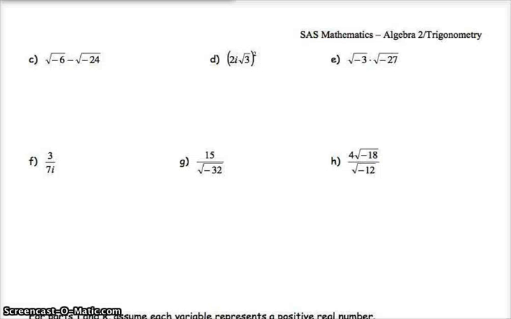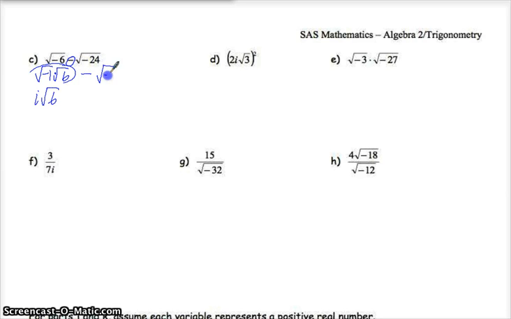Okay, moving on. So letter C. Notice the minus sign here. So we're taking the square root of -6 minus the square root of -24. So the square root of -6, you can break that down to square root of -1 times square root of 6, which becomes I root 6. You don't need to do this step anymore if you can do it mentally, right? So the square root of -6 is I root 6.